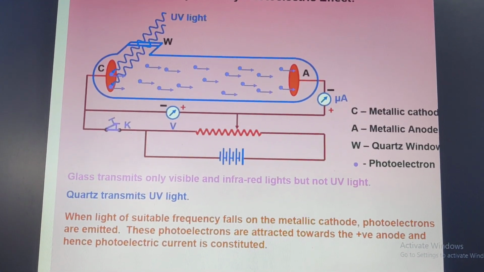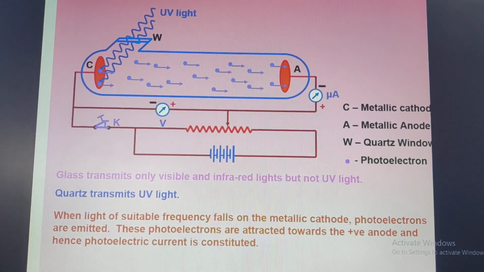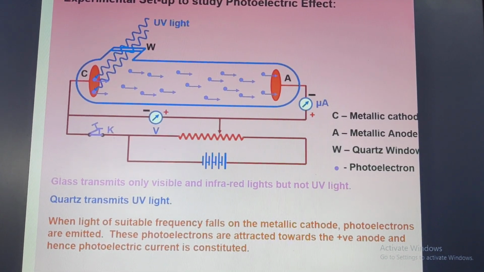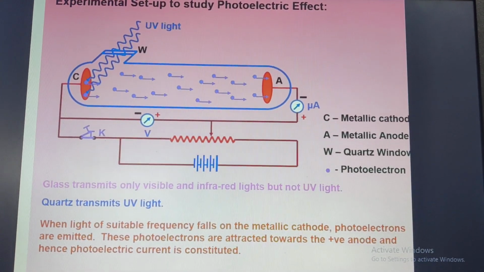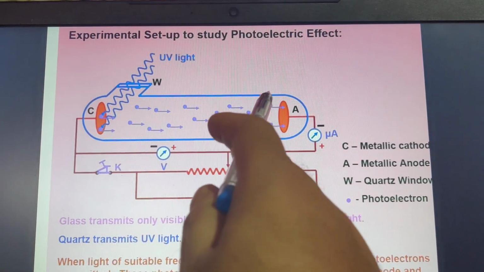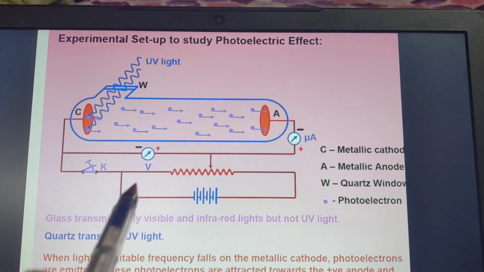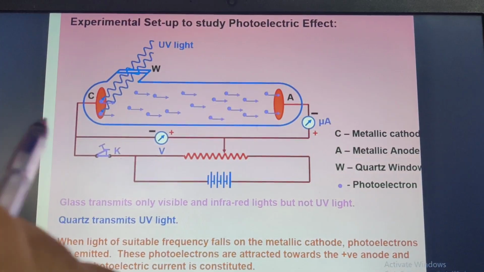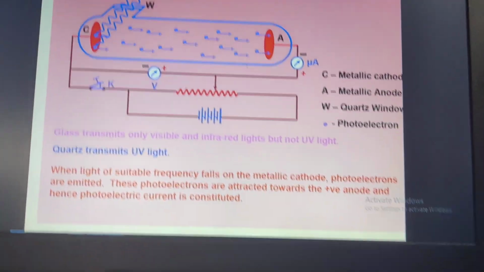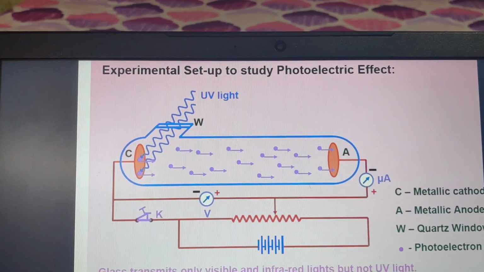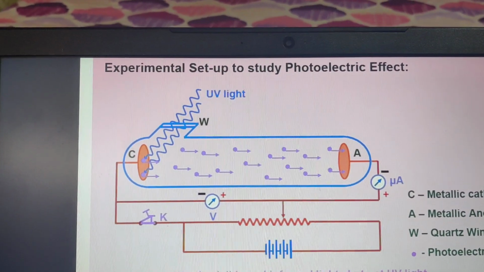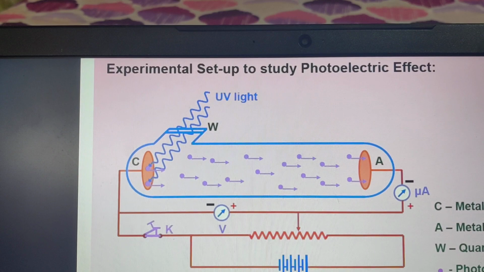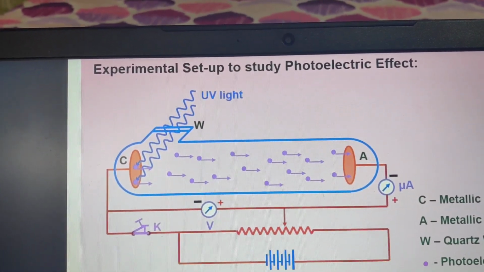As you see in this slide, the UV light is irradiated onto the metallic cathode, and the metallic anode is denoted by A. W is the quartz window, the window through which the UV light is irradiated, and the photoelectrons can go from the cathode to the anode. When light of suitable frequency falls on the metallic cathode, photoelectrons are emitted, and these are attracted towards the positive anode, and hence the photoelectric current is constituted.